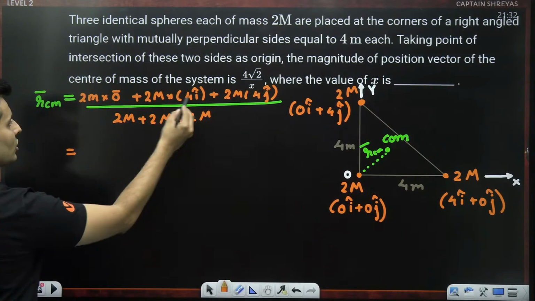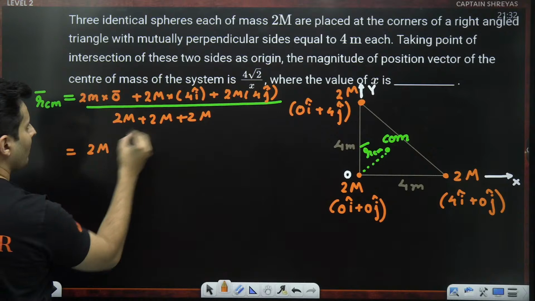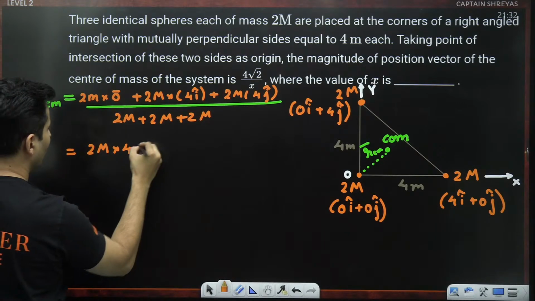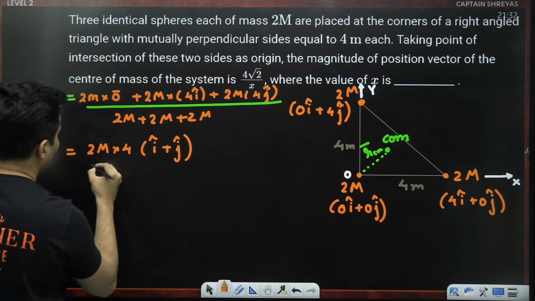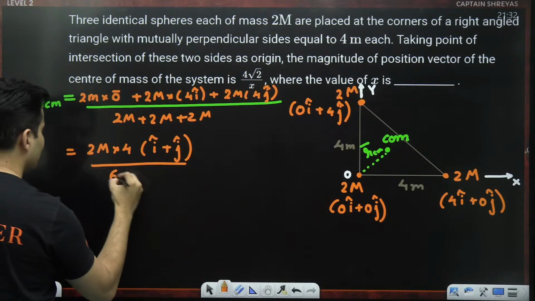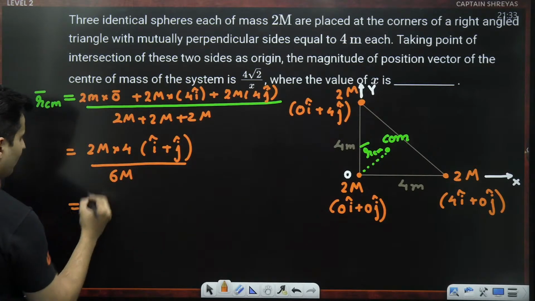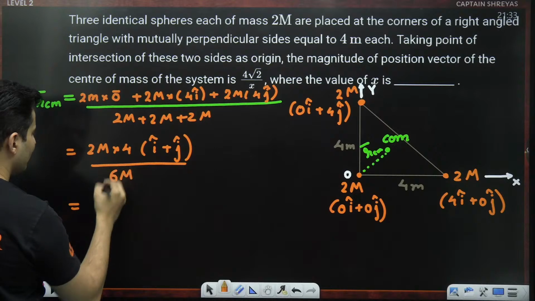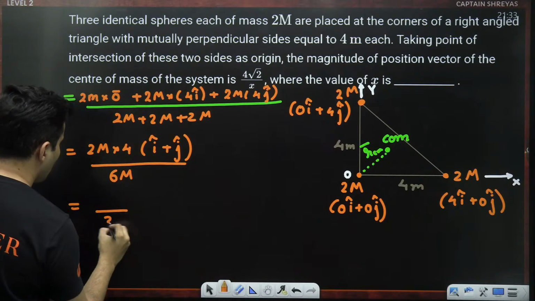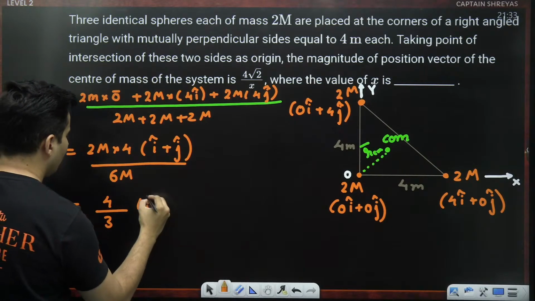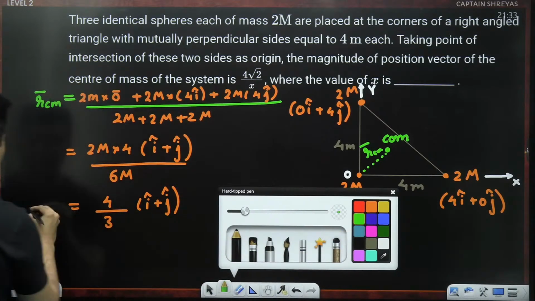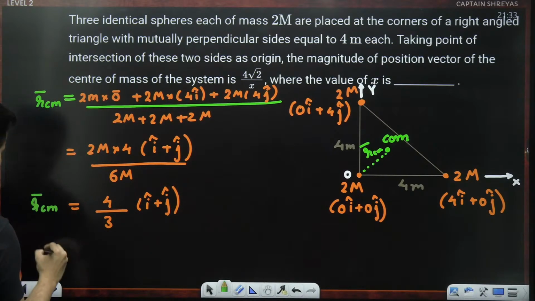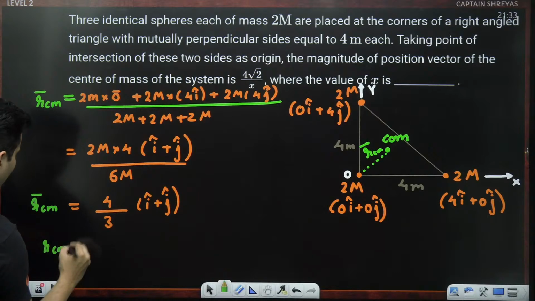So 2m common, in fact multiplied by 4 also common. I'm just left with i cap plus j cap, and 2m plus 2m plus 2m is basically 6m. So m cancels, 2 goes with 6 three times, and 4 remains over here, and I'm left with i cap plus j cap. But what is this? This is the position vector, but I don't want that. I just want the magnitude of this.